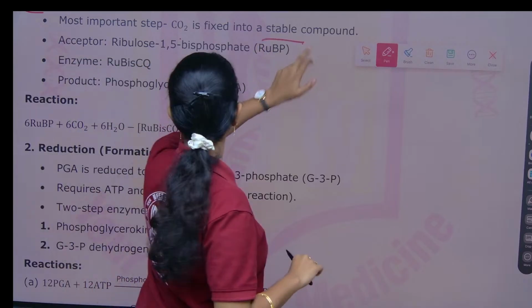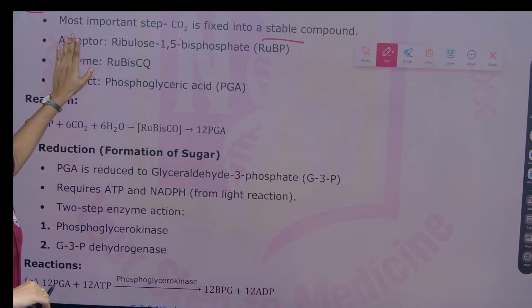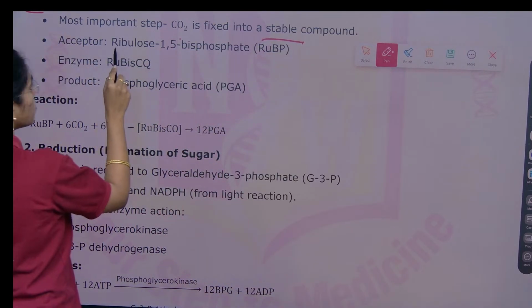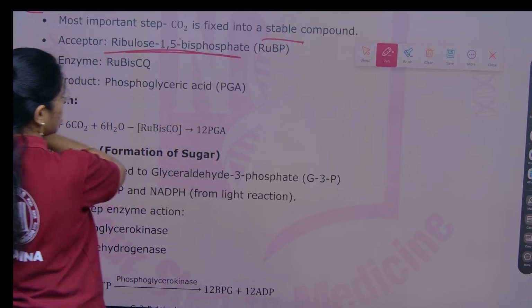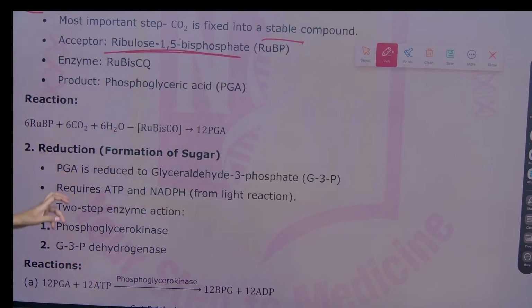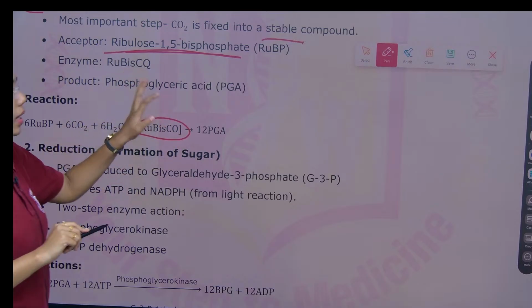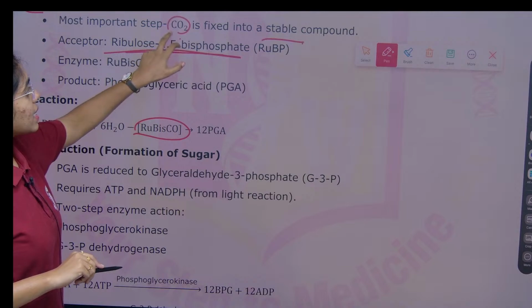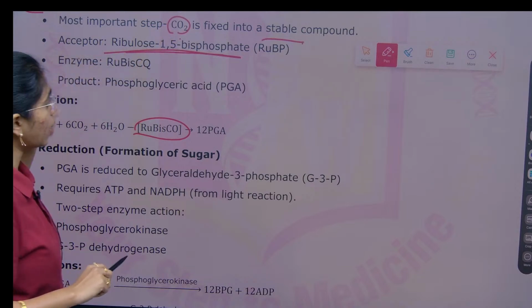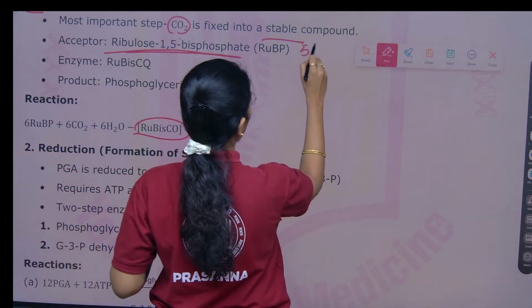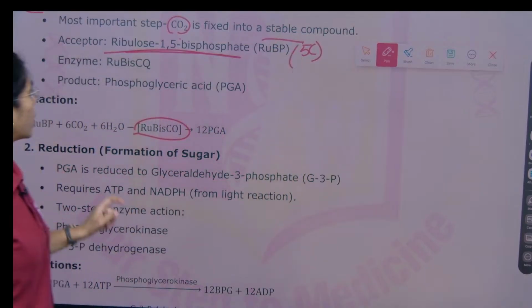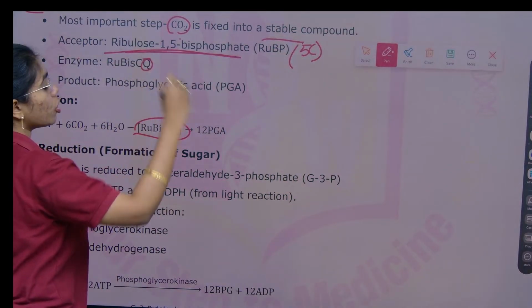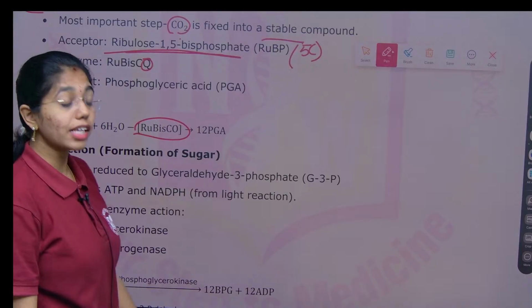Where carbon dioxide is fixed into a stable compound, the acceptor is RuBP, and the enzyme is ribulose bisphosphate carboxylase oxygenase. Rubisco is the enzyme, whereas the acceptor molecule for carbon dioxide here is a 5-carbon compound, and that 5-carbon compound is ribulose bisphosphate, and the enzyme is ribulose bisphosphate carboxylase oxygenase.